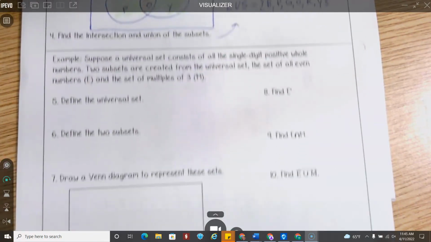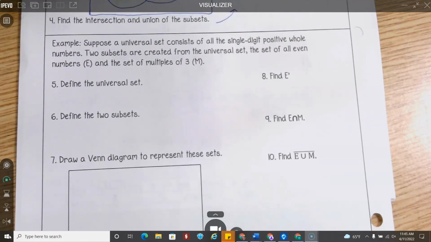All right, example. Suppose a universal set consists of all the single-digit positive whole numbers. Does that include 0? No, because positive means greater than 0. So 0 is not greater than itself. 0 is not positive.